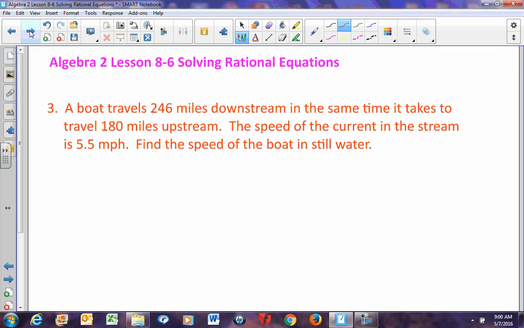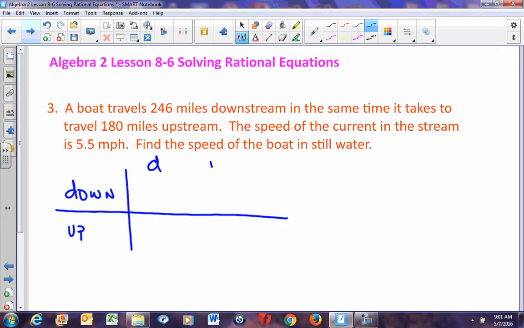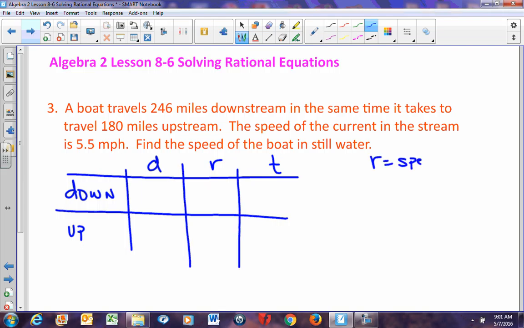Okay, so we have it traveling downstream and upstream. So downstream, upstream, this is a distance rate time problem. We're supposed to find the speed of the boat in still water. So I'm going to let R equal speed in still water. It can travel 246 miles downstream. That's the distance downstream, in the same amount of time it takes to travel 180 miles upstream. Still T.